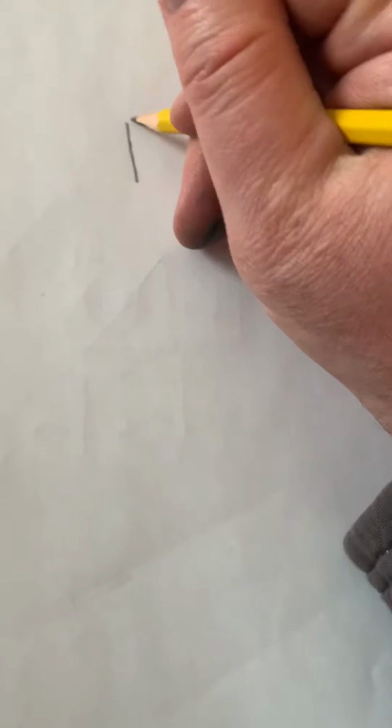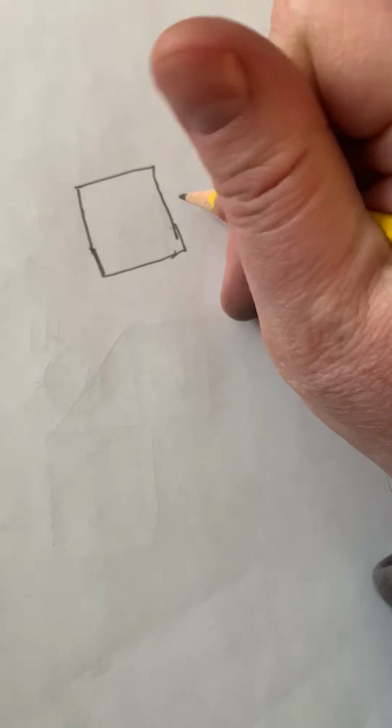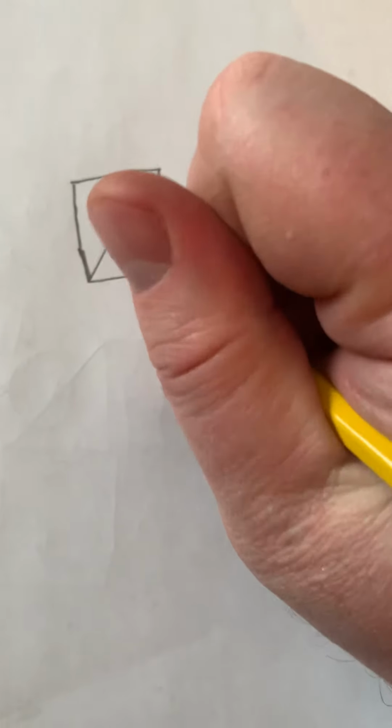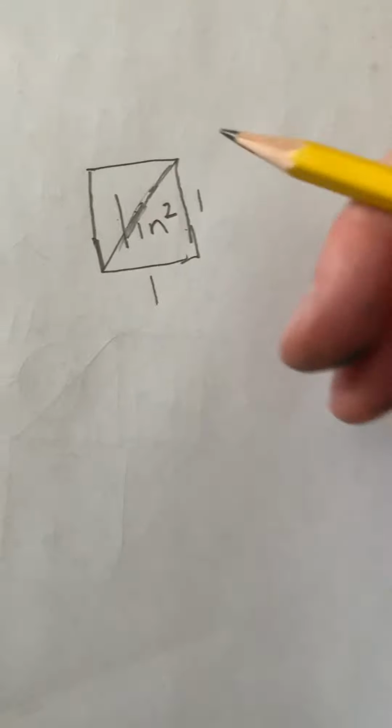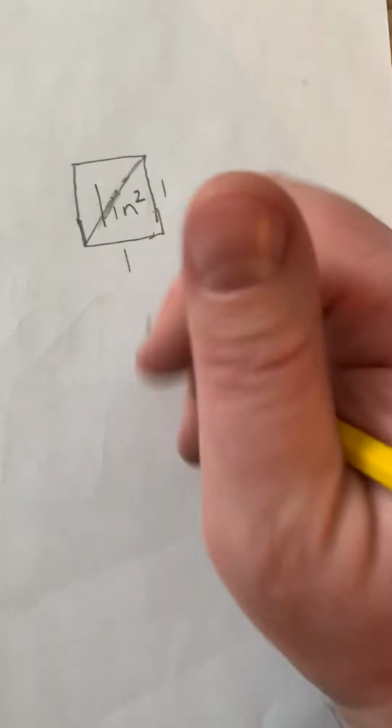Think about the simplest square. If you had 1 square inch, okay, it's a sketch, so 1 square inch. Well, the area would be 1 inch squared, okay? A lot of people would think that the diagonal would also be 1, but the Pythagorean theorem actually shows us that it's an irrational length.